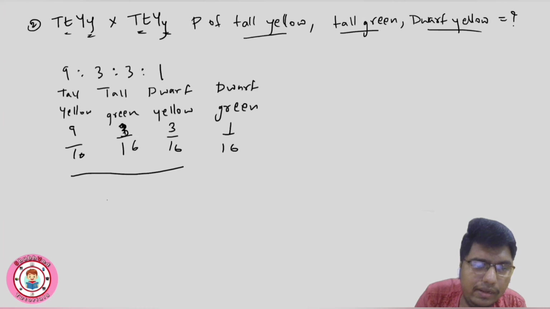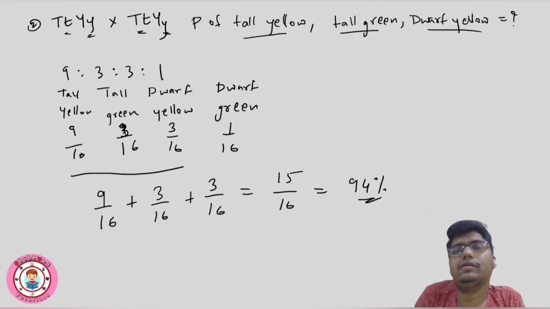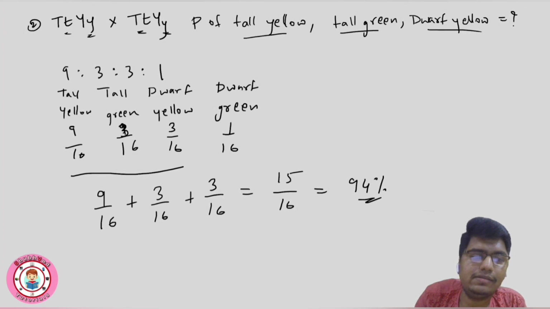This, right? So we will add this to find the probability. We will add the ratio. So, and then answer is 15 upon 16 means 94%. Got it? This is the probability. This is how you can find the probability using a sum rule.